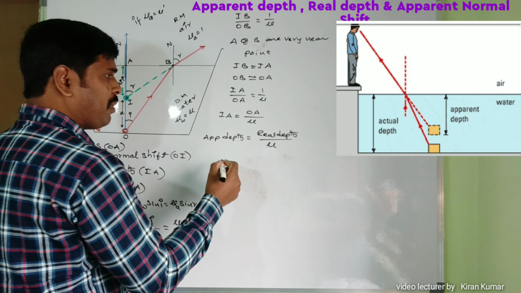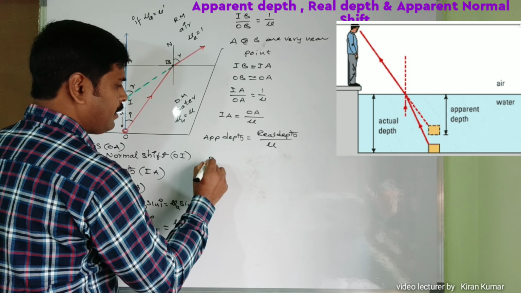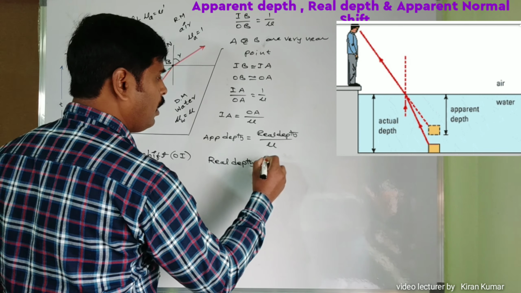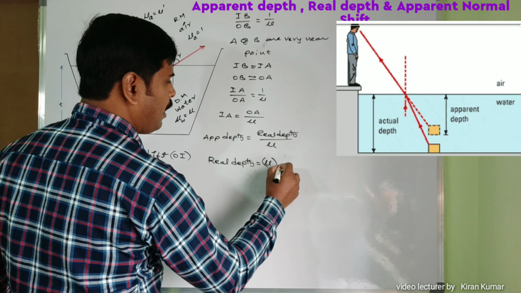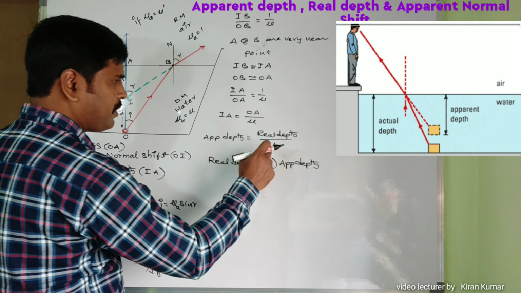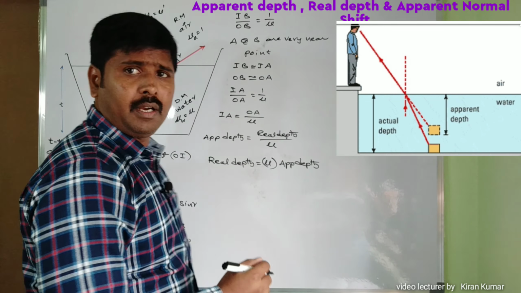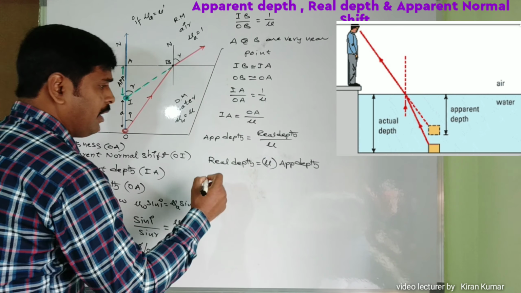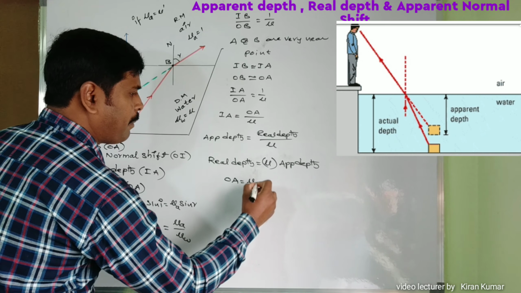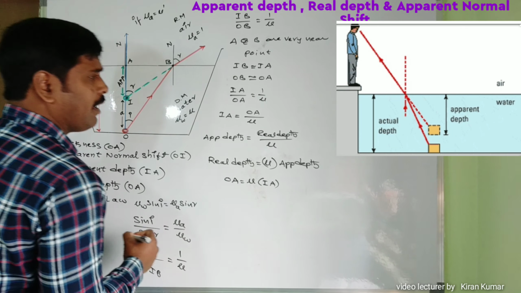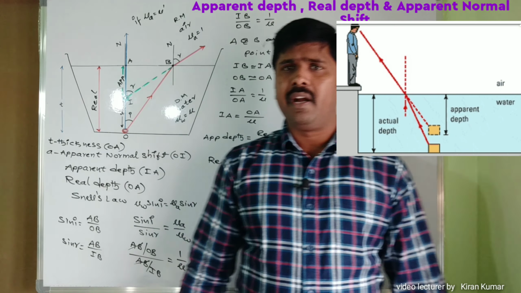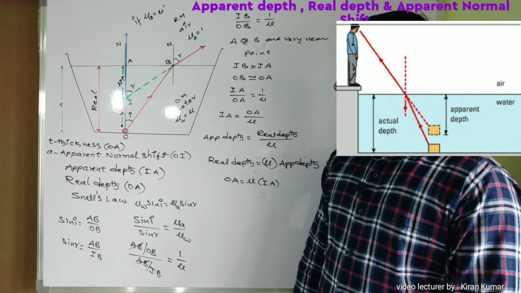Now we can write the equation in terms of real depth. Real depth equals mu into apparent depth. Continuing, real depth OA equals mu into apparent depth IA. So now we have the relations between the apparent depth and the real depth.